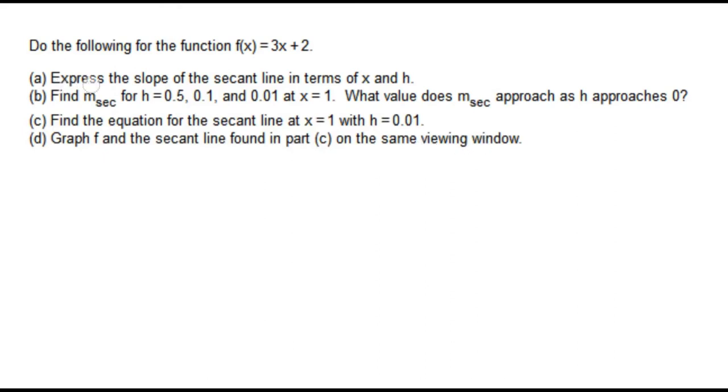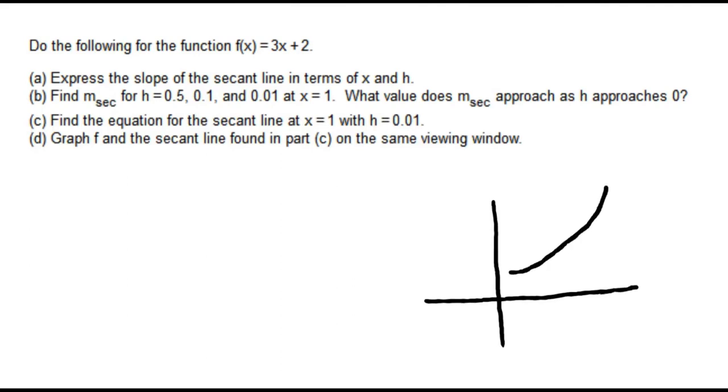So let's start with expressing the slope of the secant line in terms of x and h. I'm going to give a little background. There is a formula for slope of the secant line, but I'm going to describe where it comes from. So we'll start with a curve. We have some curve on our graph, and the secant line is going to be a line that crosses through 2 points on our curve.